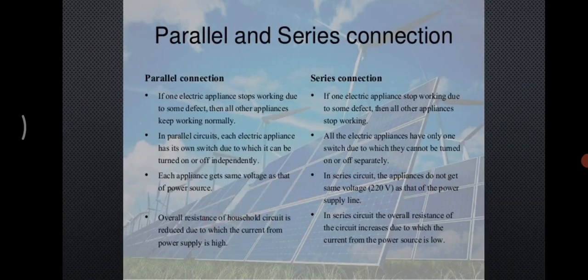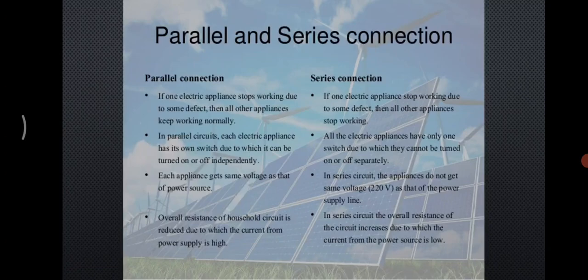So the overall resistance of the household circuit is reduced, due to which the current from the power supply is high. What happens over there? In parallel connection, the resistance will be minimum. That's why the power supply will be more, because we have studied that if resistance is less, we are going to get more current. That's why in parallel connection, we get a high power supply also.